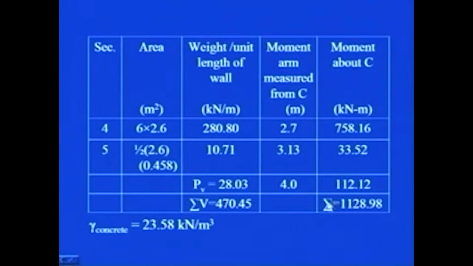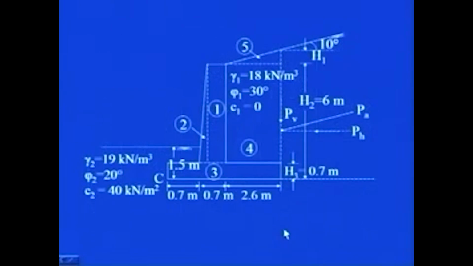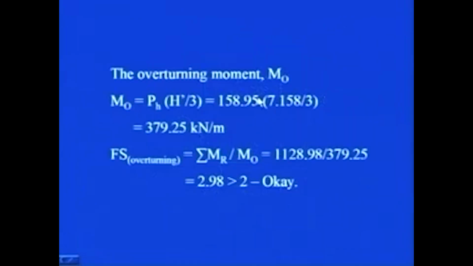Once this table is complete, the rest becomes a little simpler for us. So you see here, for all the 5 sections, that is 1, 2, 3, 4 and 5, we found out the weight by multiplying its area by the respective unit weight of soil or concrete. For the first, second and third sections, we multiplied the area by gamma of concrete, that is the unit weight of concrete, and we found out the weight per unit length of the wall. And then for 4 and 5, we multiply the respective areas by this gamma 1, that is 18 kilonewton per meter cube, to get the weight per unit length of the wall.